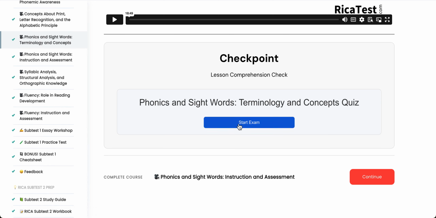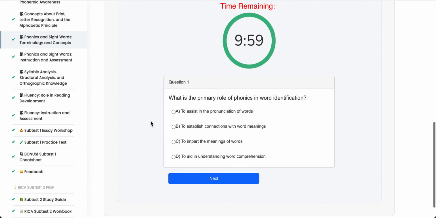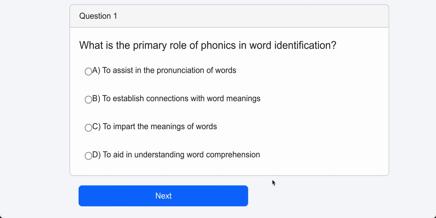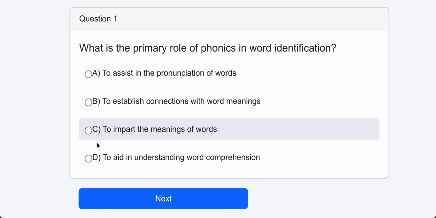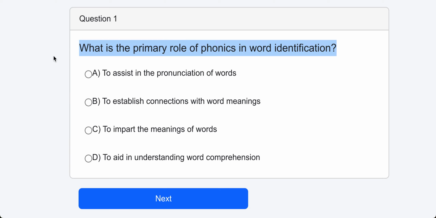Let's go ahead and start this quiz. We have a total of 10 questions. I'll zoom in so that we can see it a little bit better. I'll read the question to you. You select answer option A through D, and then we will talk about the correct response together. Question 1 reads, what is the primary role of phonics in word identification? Take a moment here to read answer options A, B, C, or D. Select the most appropriate response, and then we will go over it together.